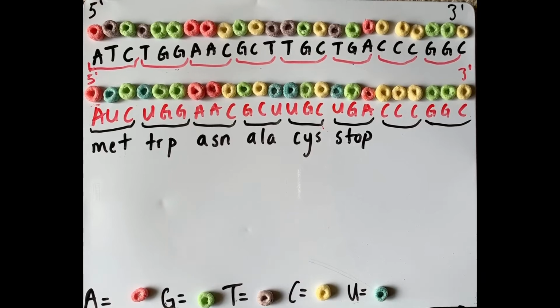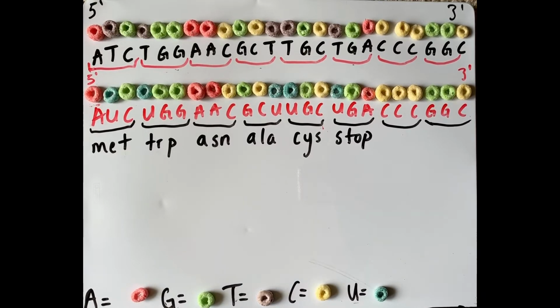Today we're going to be talking about point mutations, and as you can see here, I have a strand of DNA and a strand of mRNA. The strand of DNA is the coding strand that I have transcribed into the mRNA sequence. I'm going to be using Fruit Loops to kind of color code and denote each nucleotide.